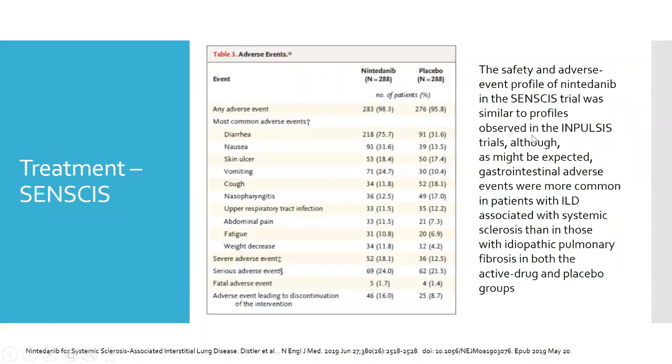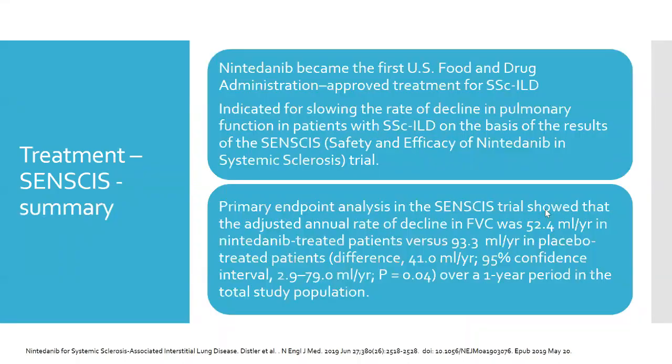Adverse effects were very similar to what we saw in the INPULSIS trials, although obviously the GI side effects will be higher because IPF patients may not have as many GI side effects when compared to your scleroderma patients. So nintedanib after this became the first FDA-approved drug for treatment of scleroderma ILD. And the main treatment benefit here is to slow the rate of decline of FVC.